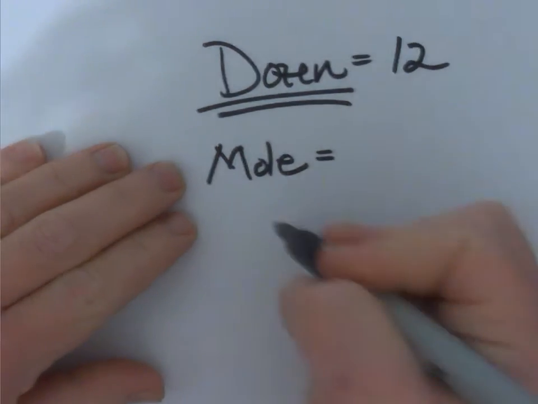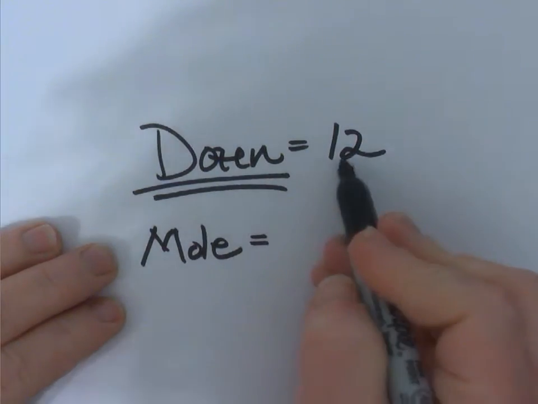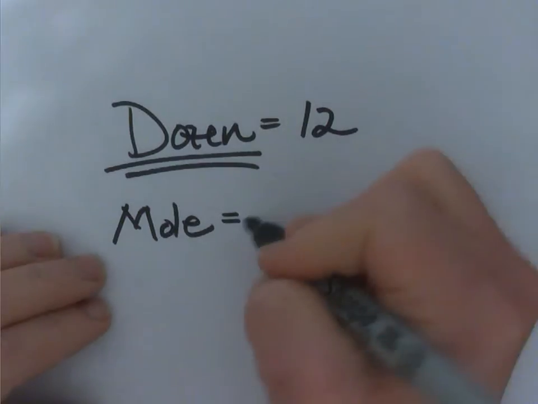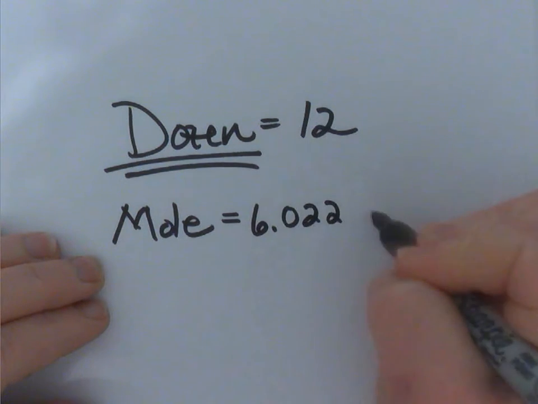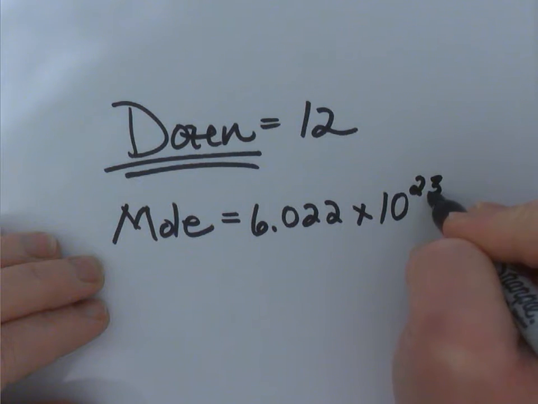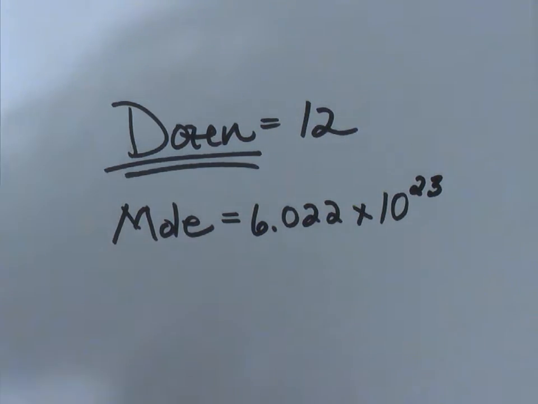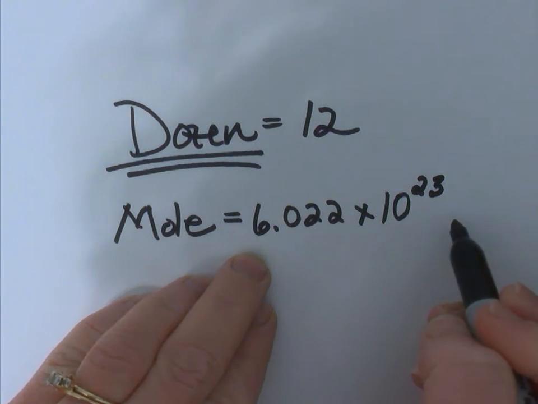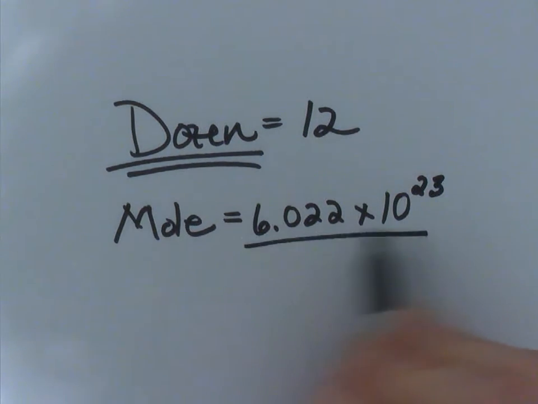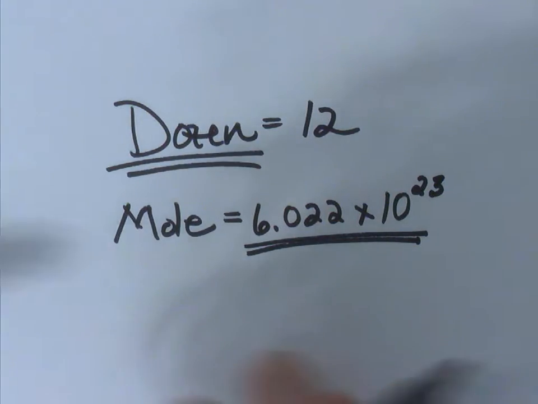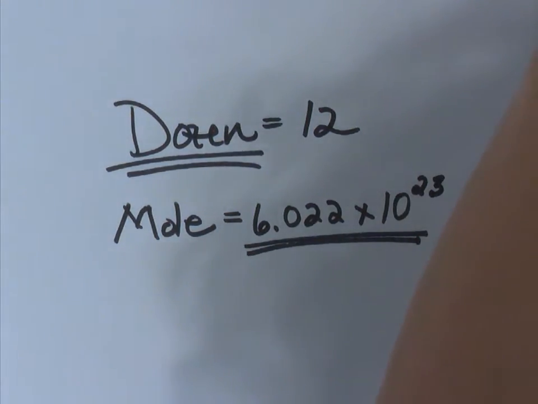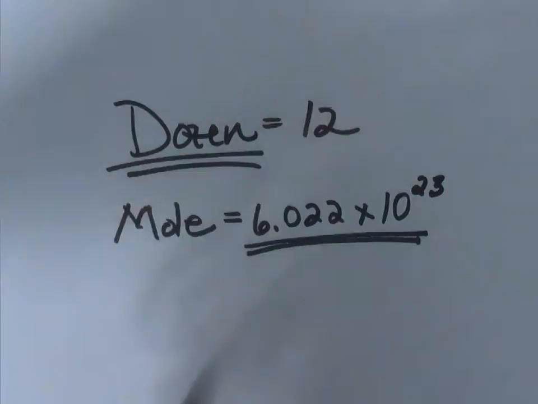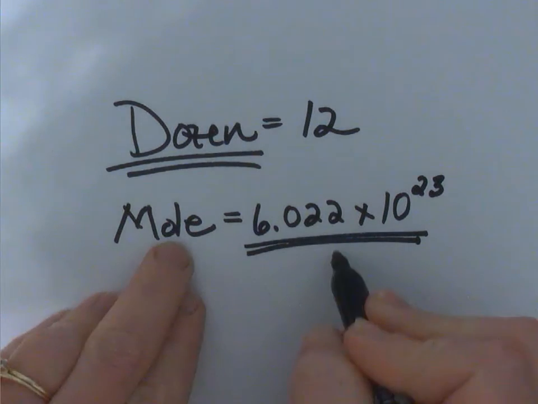And a mole is worth, just like a dozen is worth or represents 12, a mole represents 6.022 times 10 to the 23rd of whatever you have. So if you have 1 mole of Sharpie markers, it would be this number of Sharpie markers. Now, that number, it is a grand underestimation to call this a large number. This is crazy big, crazy.